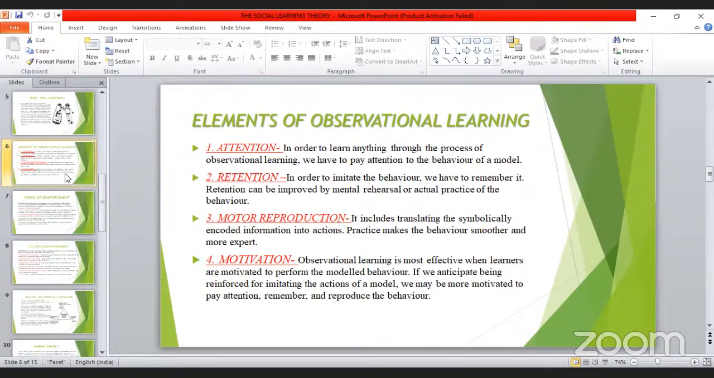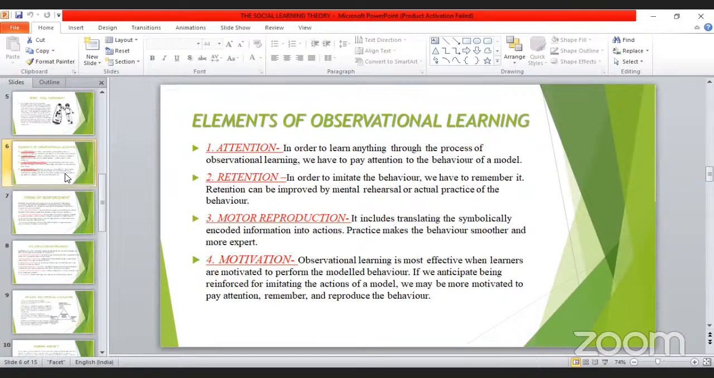Next is motor reproduction. Motor reproduction is the third basic component. It includes translating symbolically encoded information into action. In case of memory functioning, when we are observing, when we are receiving stimulus from our environment, the stimulus is encoded in neural coding, neural impulses. Our brain is the center maintaining the whole cognitive process, the higher part of the brain, the forebrain area, which is near our forehead. The forebrain area is mainly associated with the memory process, the learning process, the planning process, the decision making process, right?